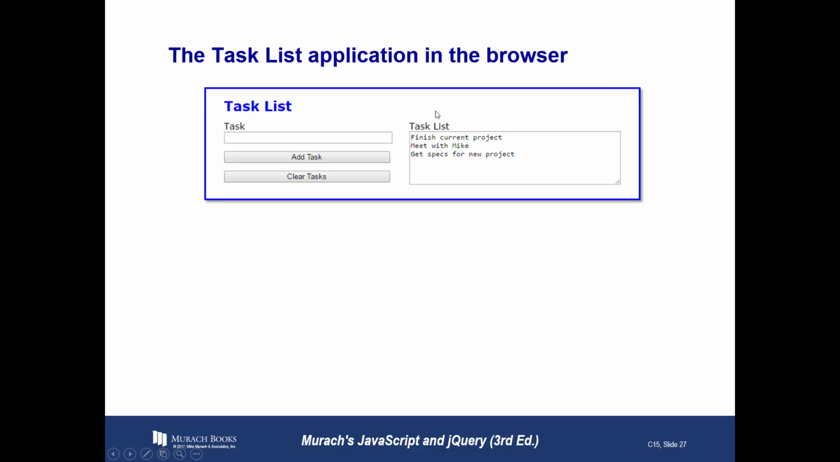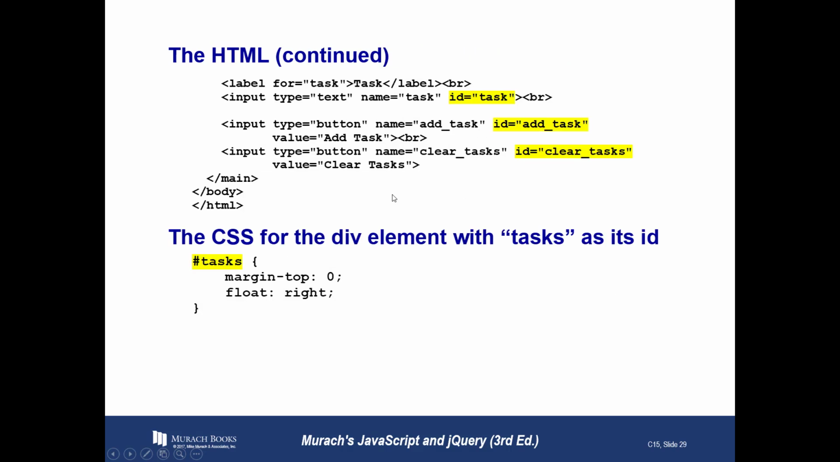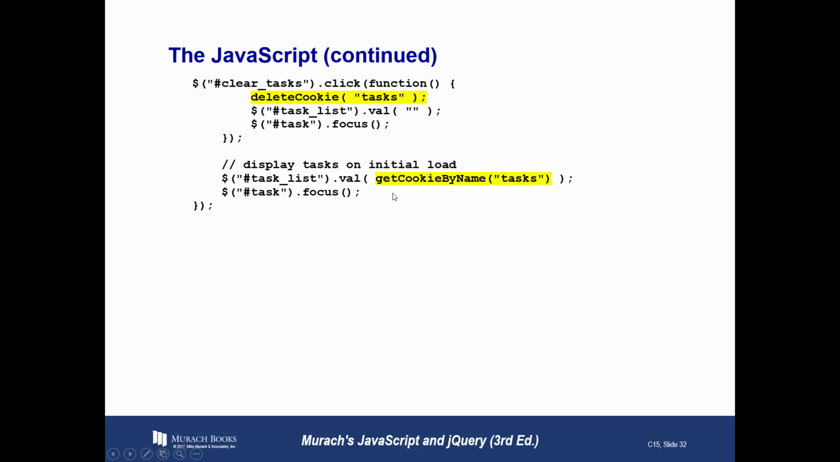So they have this task list. This is a to-do list. You put a task in there, you click the button, and it goes into the list right here. If you want to clear the entire list, you can click that button. All right, we actually create stuff like this in some of the other classes.